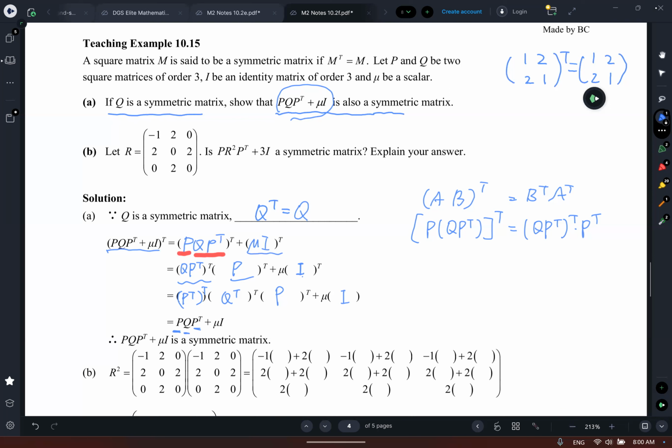No. I think I'm wrong. I put more like a single T. It's PTT and QT, not QTT. It's QT. I think there is a mistake here. I wonder why. But it doesn't matter because QT is still equal to Q. So it's still true. Anyway, I don't know what P and Q are. I do know what I is. I is the identity matrix. But no matter what P and Q are, as long as Q is symmetric, the outcome is symmetric.